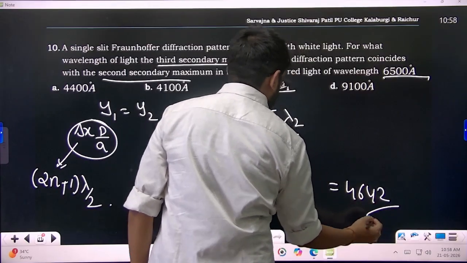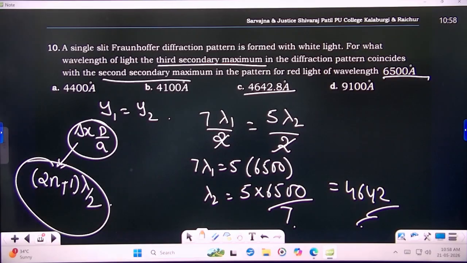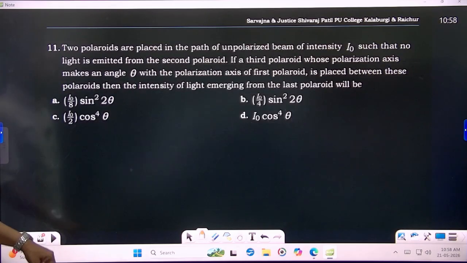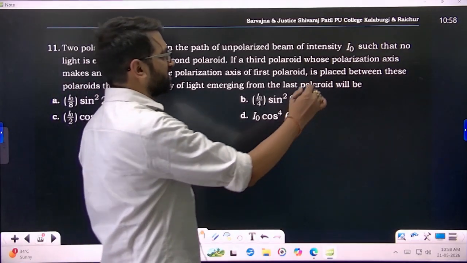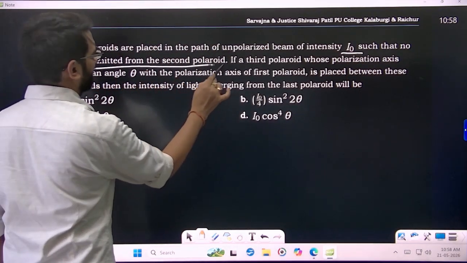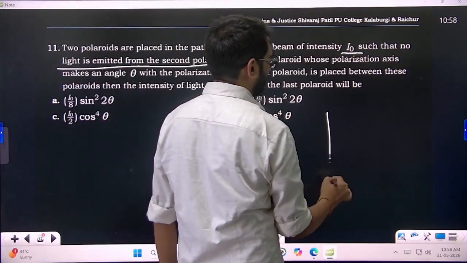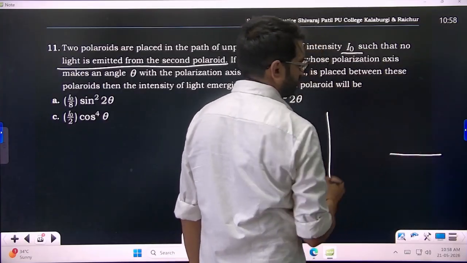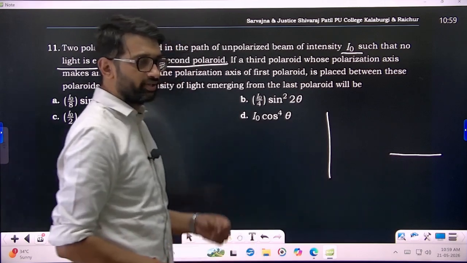The approximate answer is 4642. So the condition for this maxima is (2n+1) lambda by 2 in the diffraction pattern. Next, two Polaroids are placed in the path of an unpolarized beam of intensity I naught such that no light is emitted from the second Polaroid. For no light to come from the second Polaroid, this is one Polaroid, this is the other Polaroid. These two have to be perpendicular to each other.